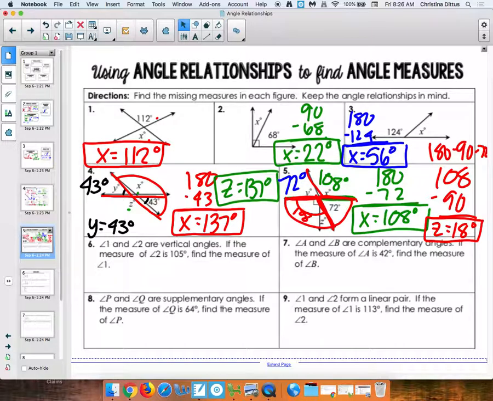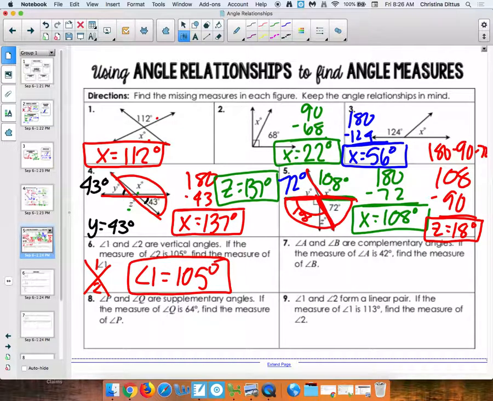Okay. Questions so far? Okay. Number 6 says angle 1 and angle 2 are vertical angles. Let's draw that real quick. If angle 2 is 105, how big is angle 1? 105. Good. Vertical angles are always congruent.